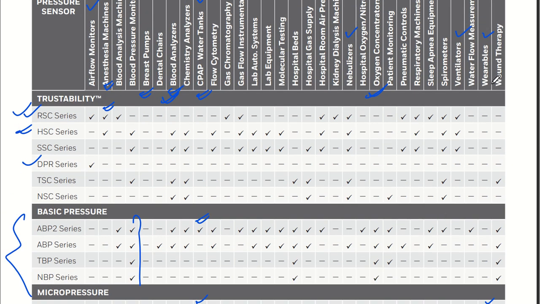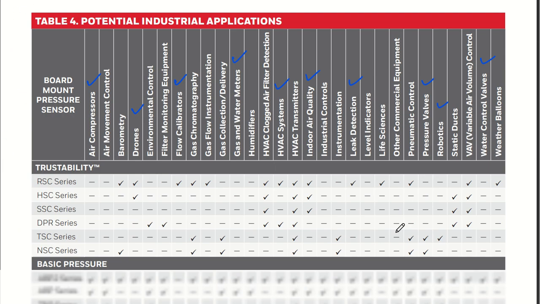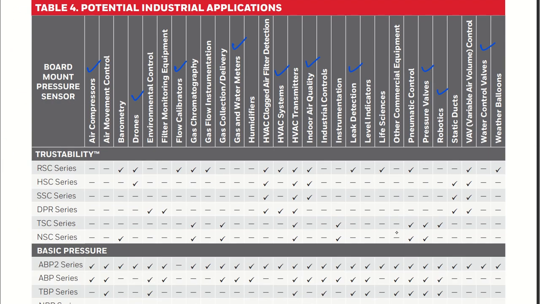Ventilators are also there. For ventilators, the first three are the RSC series, HSC series and SSC series, which we'll talk about in our next tutorials. But right now we'll concentrate on the ABP series, TBP series and NBP series. Some potential industrial applications are also there, which our basic series fulfills with very good criteria.